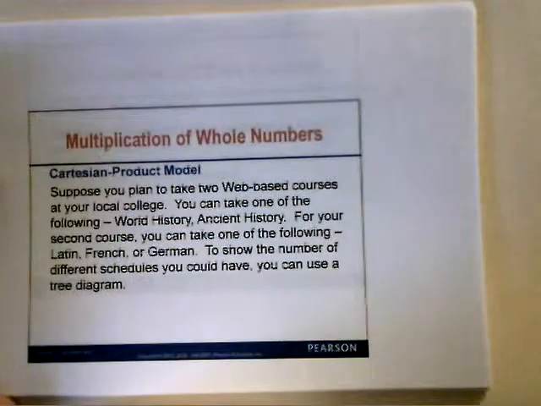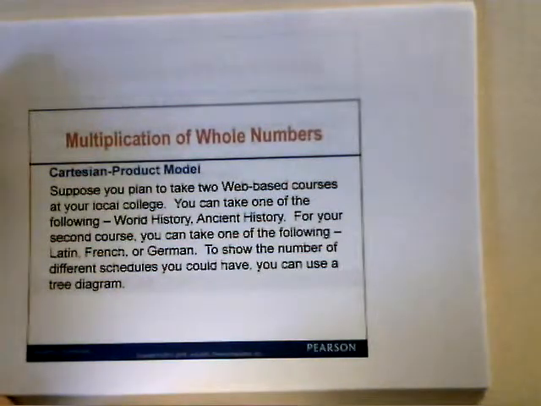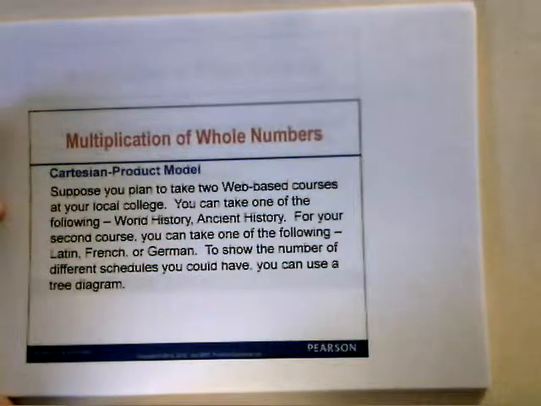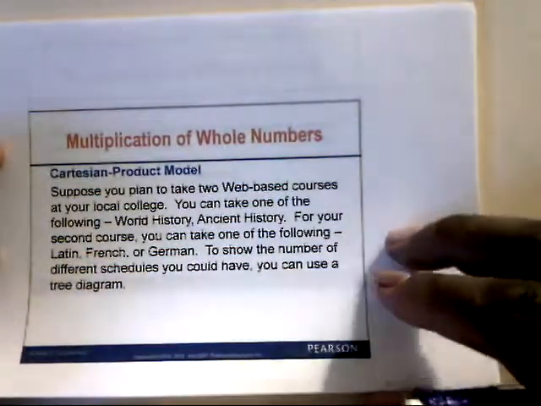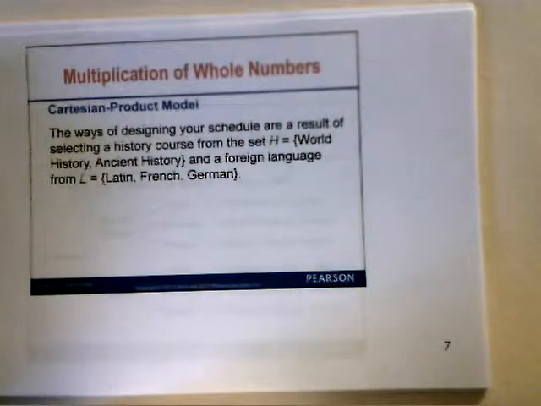Alright, next we'll look at the Cartesian product model. Suppose you plan to take 2 web-based courses at your local college. You can take one of the following: World History, Ancient History. For your second course, you can take one of the following: Latin, French, or German. To show the number of different schedules you could have, you can use a tree diagram. Okay, the ways of designing your schedule are the result of selecting a history course from the set H, which is World History, Ancient History, and a foreign language, which will be L, Latin, French, German.